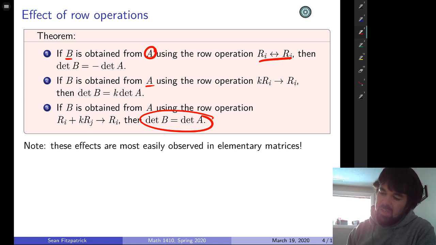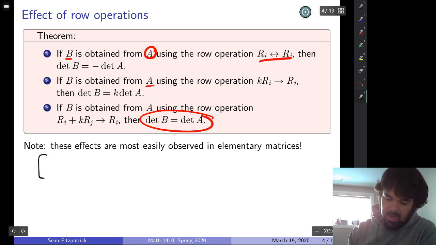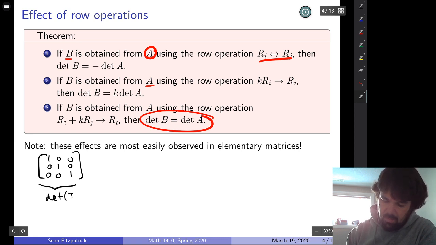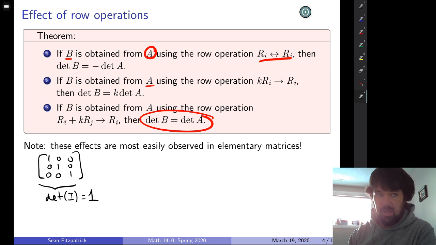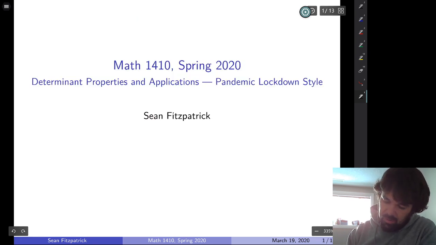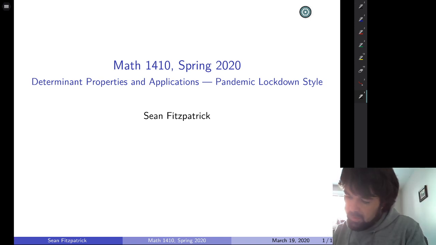And just to give you an idea of why this works, think about elementary matrices. Think about taking the 3 by 3 identity. The determinant of I is 1, right? 1 times 1 times 1. It's diagonal, so you can just multiply down the diagonal. If I do a row operation, like, let's say, sorry.